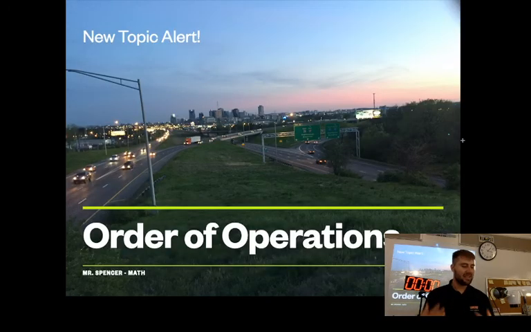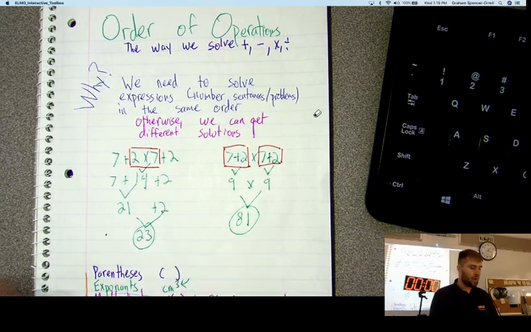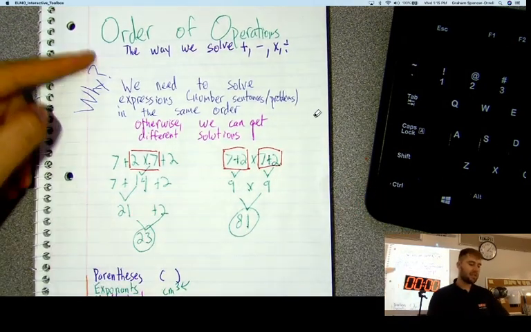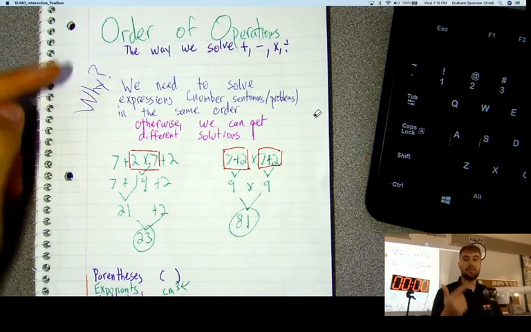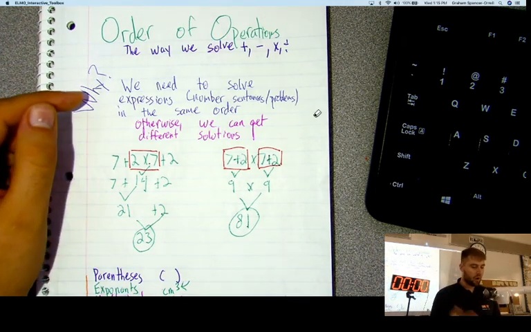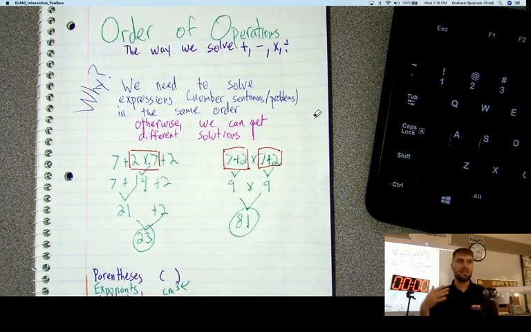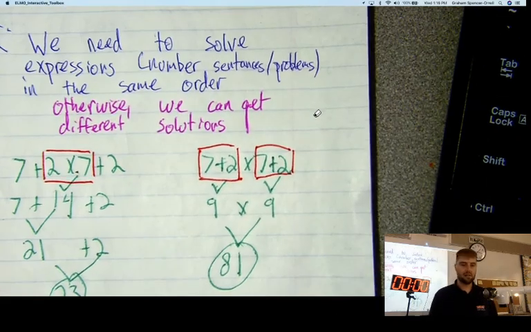Awesome. So today we're going to continue talking about the order of operations, what it looks like, and we'll actually do some practice problems. So I will share my notes from Monday. Today is Wednesday. Order of operations is the way in which we solve addition, subtraction, multiplication, and division. Why? Because we need to solve expressions, which are number sentences or patterns, in the same order. Otherwise, we might get different solutions or different answers.